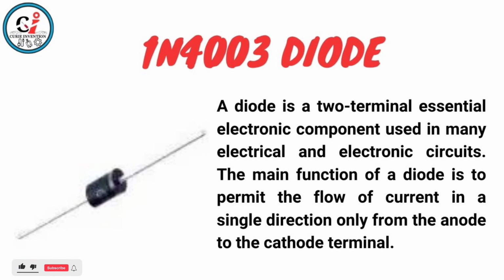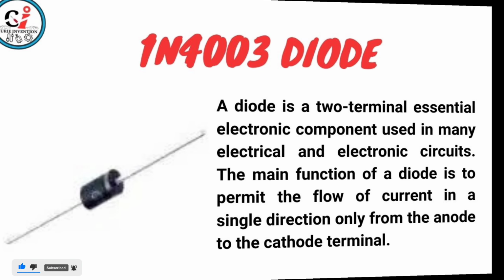1. N4003 diode. A diode is a two-terminal essential electronic component used in many electrical and electronic circuits. The main function of a diode is to permit the flow of current in a single direction only, from the anode to the cathode terminal.